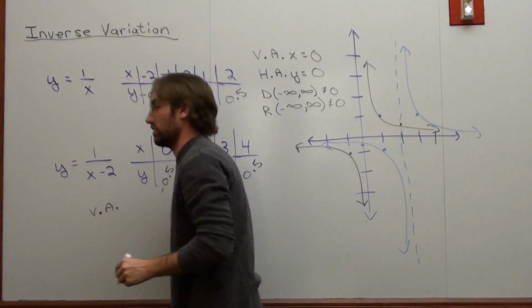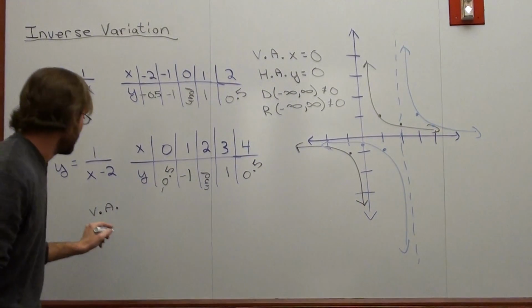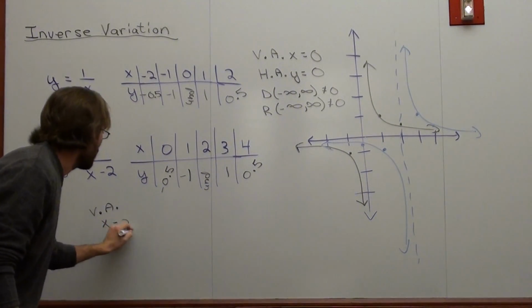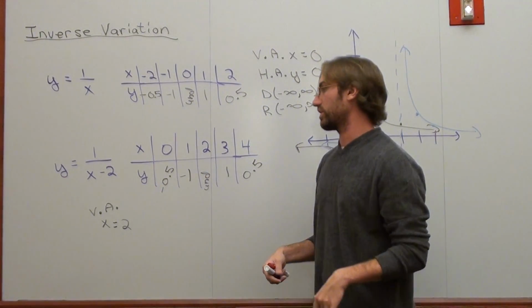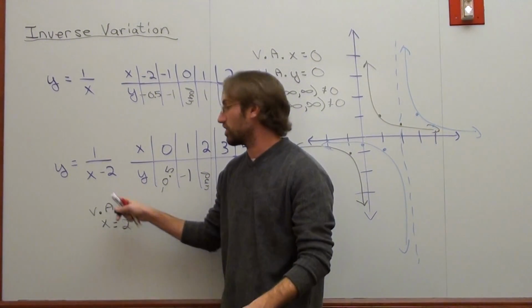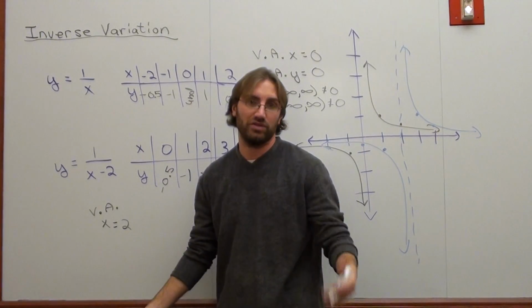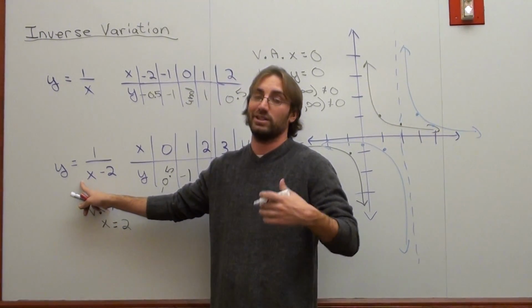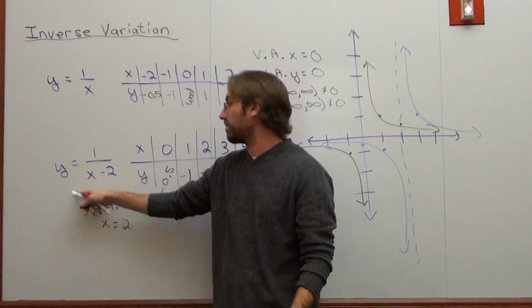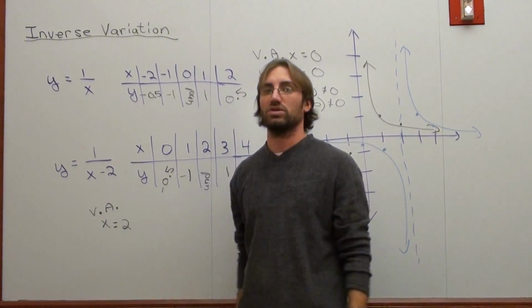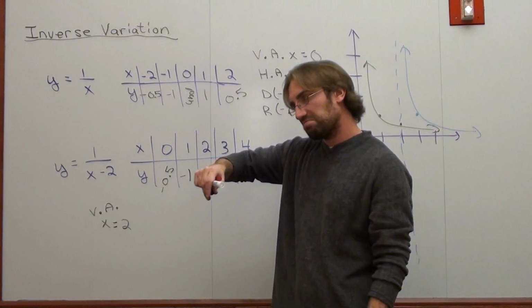My vertical asymptote for this one is at x equals 2. Now, it's not coincidental that when I subtract or add a number it changes the vertical asymptote. The vertical asymptote is just the opposite of this number divided by the number in front of x. The number in front of x is 1. So the opposite of -2 is 2. 2 divided by 1 is 2. Vertical asymptote 2. Horizontal asymptote, still the same.